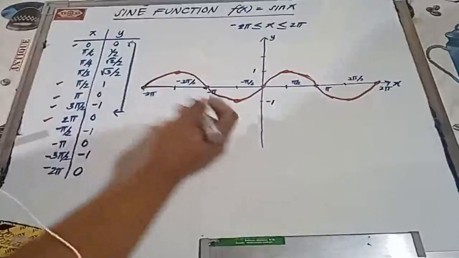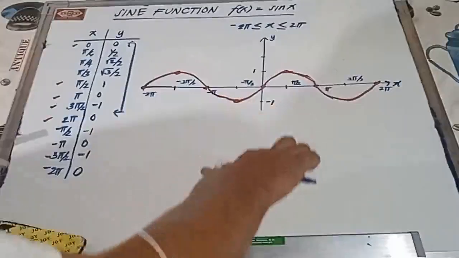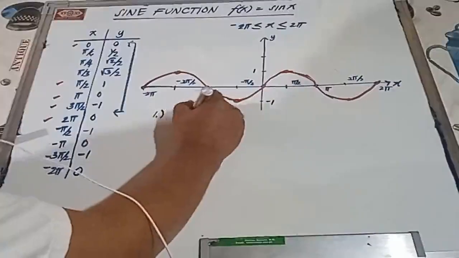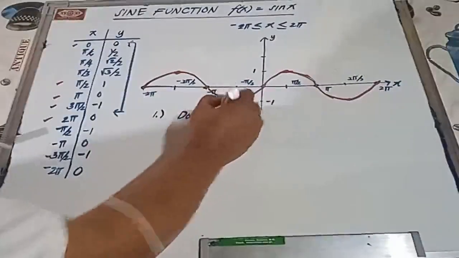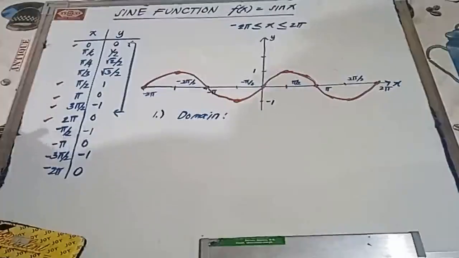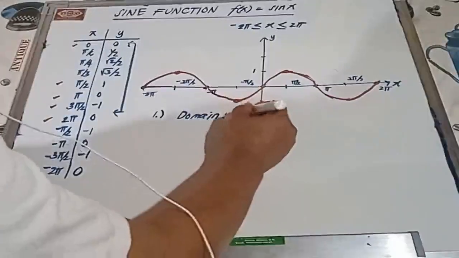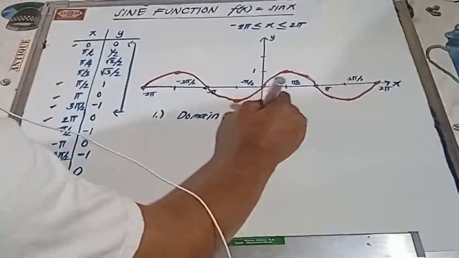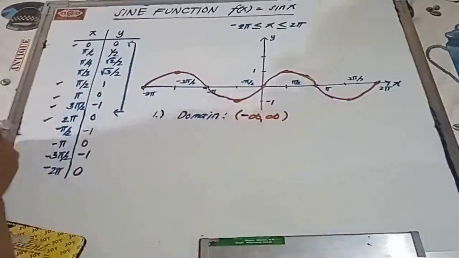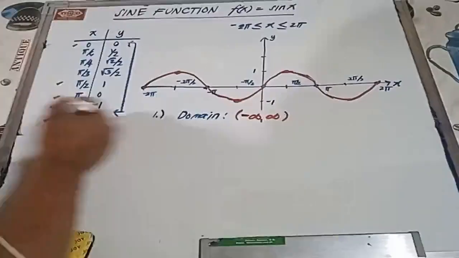Now, ano yung makikita natin dito? Yung domain niya. Actually, papansin nyo, yung graph is continuous over its entire domain. So, ibig sabihin, from negative infinity to positive infinity.